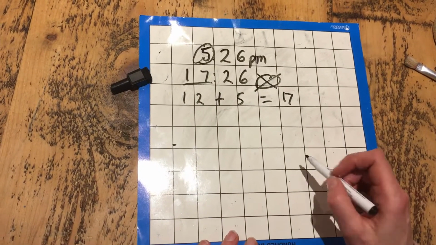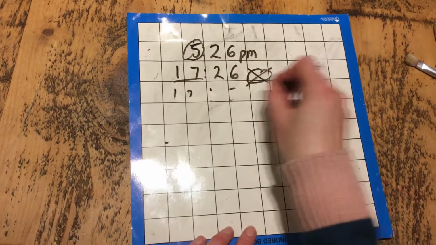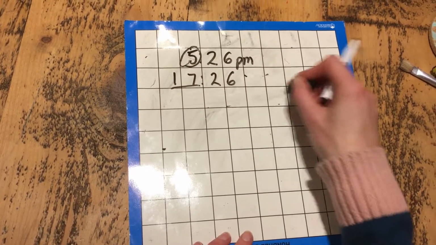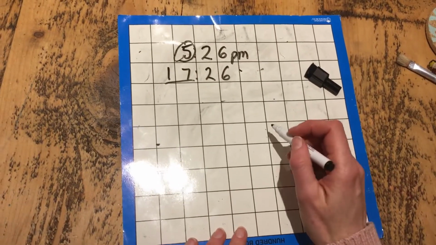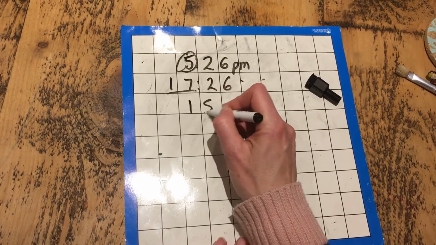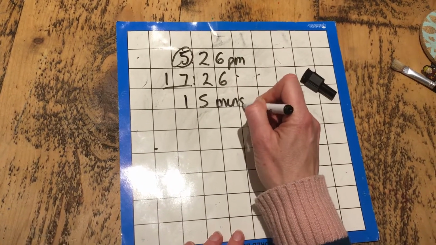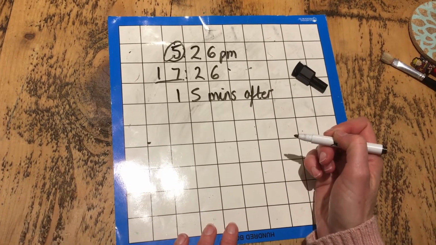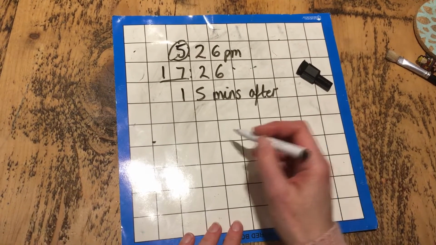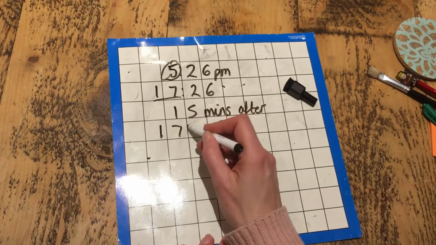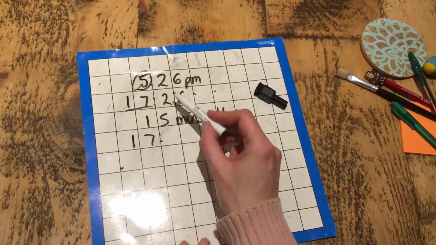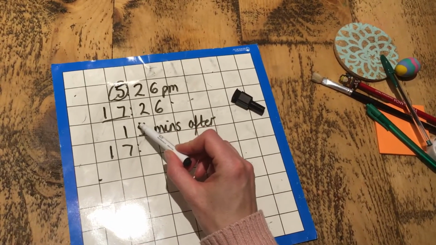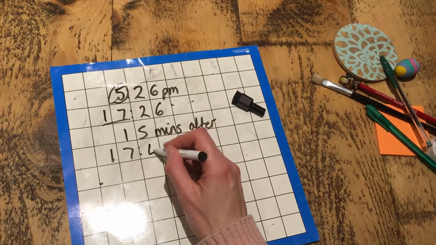Okay? So if we're looking at 17:26, what is 15 minutes after 17:26? You can add the 10 first, so 17:36, and then add the 5 to give you 41.